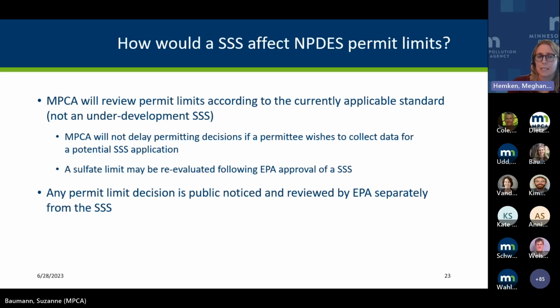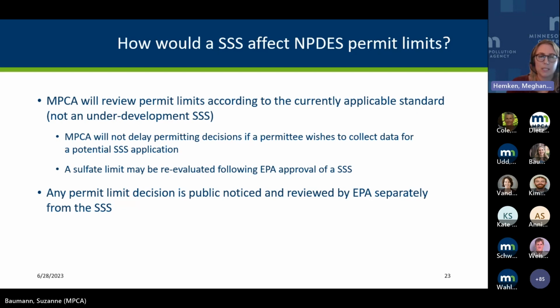MPCA is not waiting for data collection to occur and the site-specific standard review process to be completed before putting limits into permits. MPCA will use all tools available to us in the Clean Water Act to craft permits, and these will be individual conversations held between the agency and individual permittees.